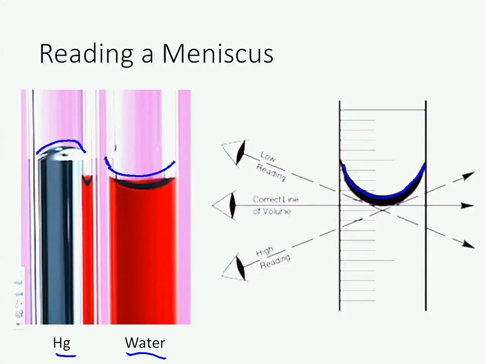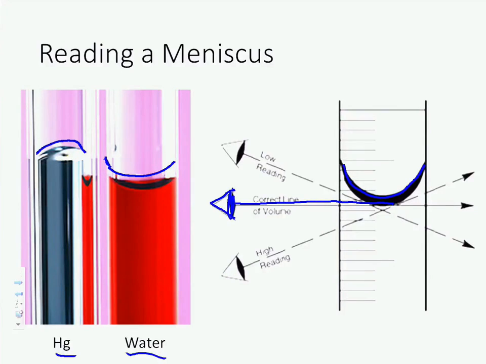Whenever you're reading any kind of liquid apparatus, you want to get down and really get eye level with it. You can move the instrument, raise or lower it, but you want to get down so you can see exactly the very tip of the meniscus. That tip of the meniscus is what you're measuring.